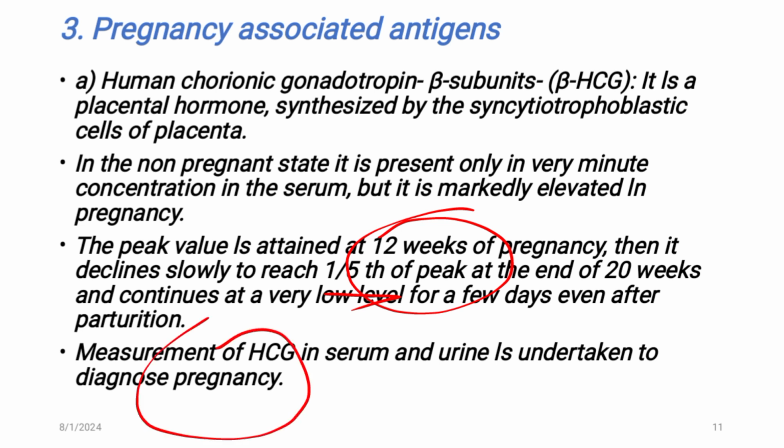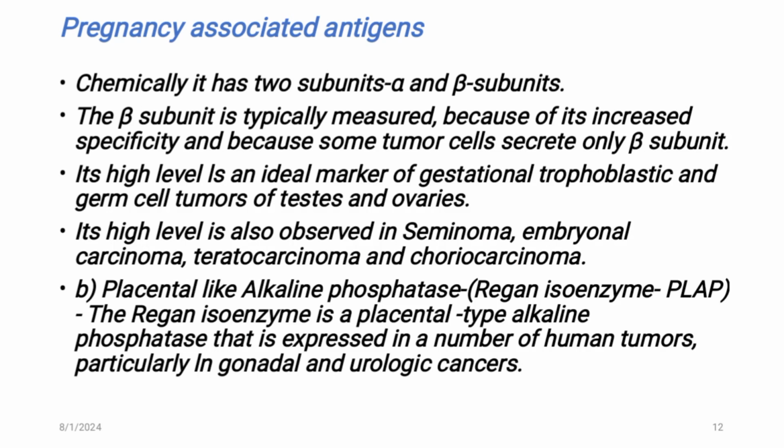Okay. The next one is the pregnancy associated antigen, the types, parts and subunits of the beta HCG. It has two subunits, alpha and beta subunits. The beta subunit is typically measured because of its increased specificity and because some tumor cells secrete only beta subunit. So the HCG has two subunits, alpha and beta, and we call it the beta subunit because it is more specific and it is secreted in increased concentration.